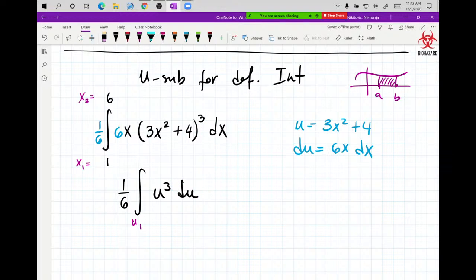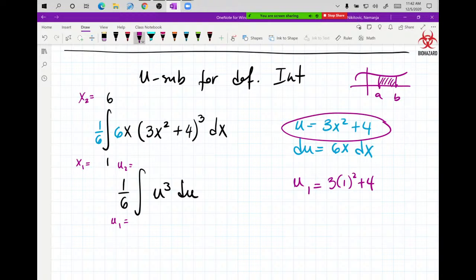So to change my limits, guys, all I need to do is to use the substitution formula. See, u1 is going to be 3 times 1 squared plus 4. That formula changes with every problem. But the concept of switching from x domain to u domain is the formula that connects those two domains. So I'm going to stick these numbers 1 and 6 one at a time in the u substitution formula to come up with u limits.